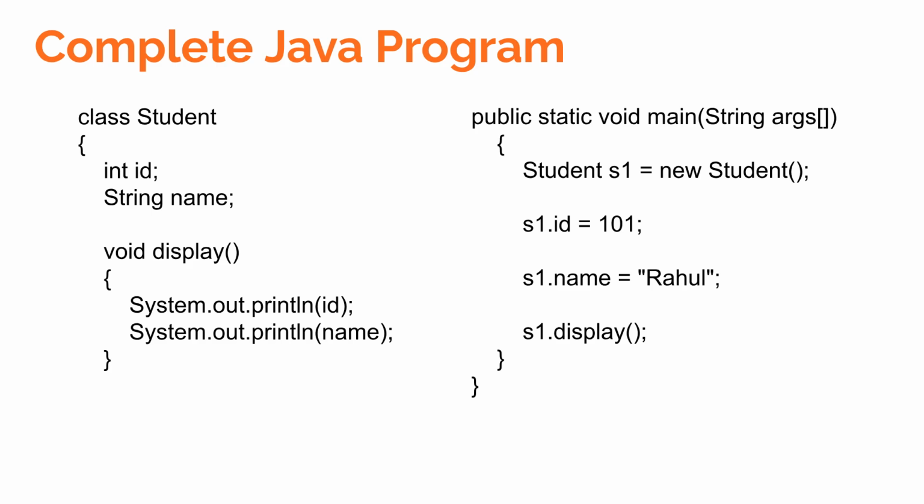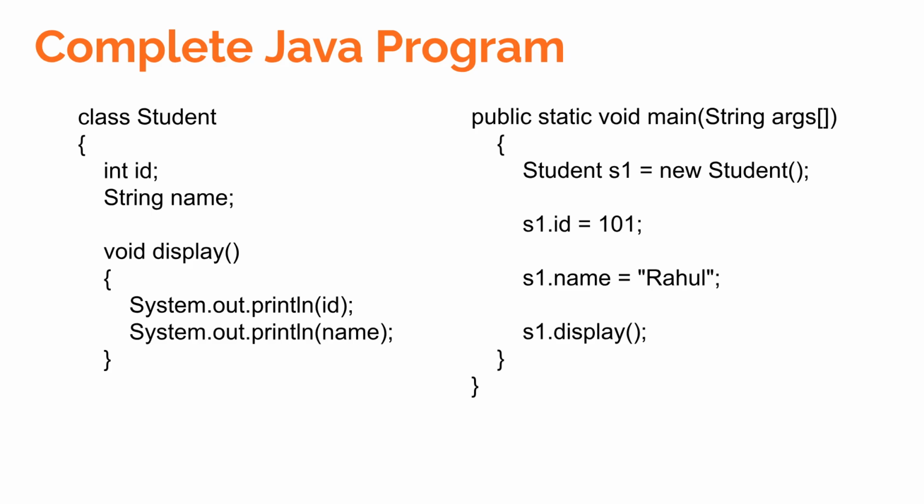void display. This is a method. A method defines what an object can do. Here, the object can display its information. Opening brace. Everything inside this block belongs to the display method. System.out.println(id). This statement prints the student's ID on the screen. System.out.println(name). This statement prints the student's name. Closing brace. This marks the end of the display method.